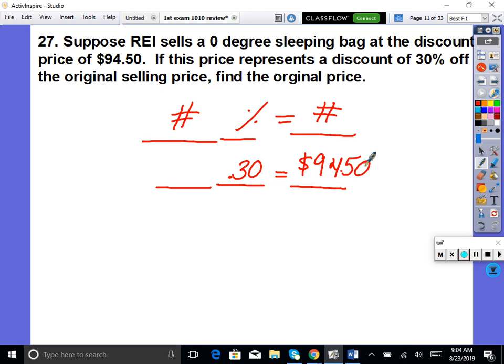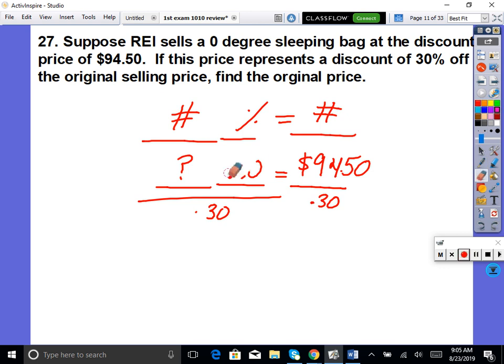So now to get this alone, we're going to divide both sides by 0.30. So our original price is, let's calculate it, $94.50 divided by 0.30. The original, whoa. Oh, uh-oh.